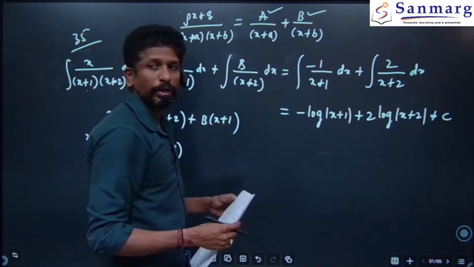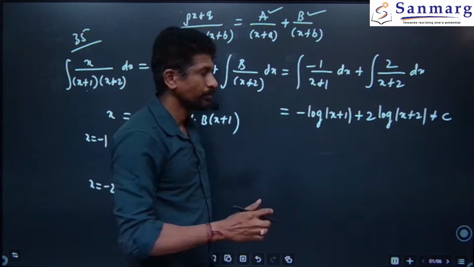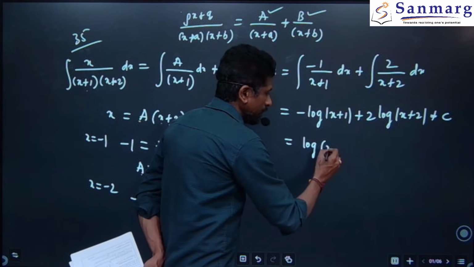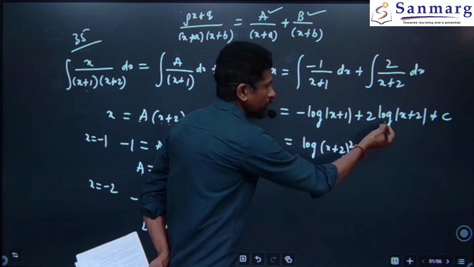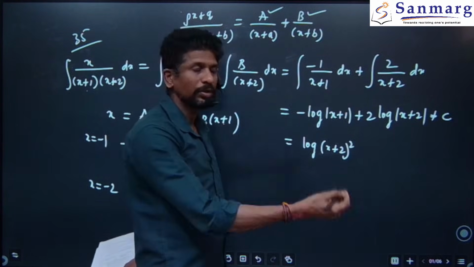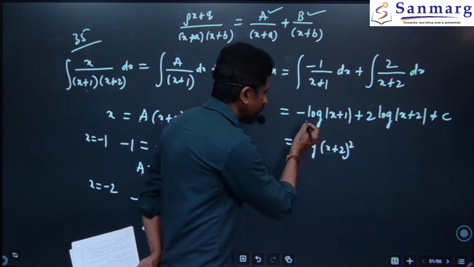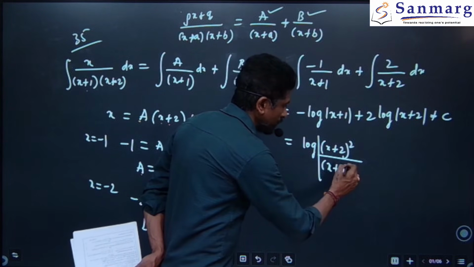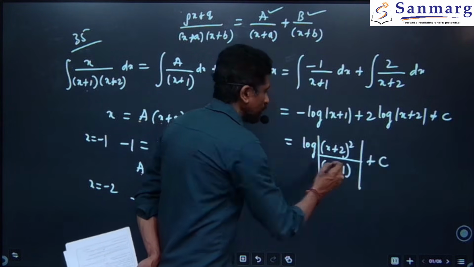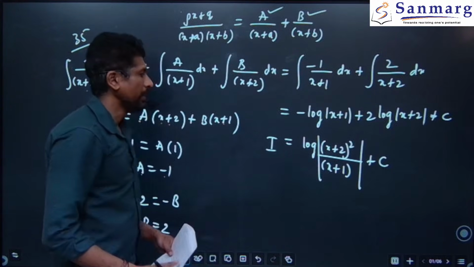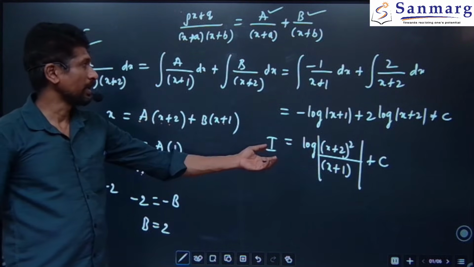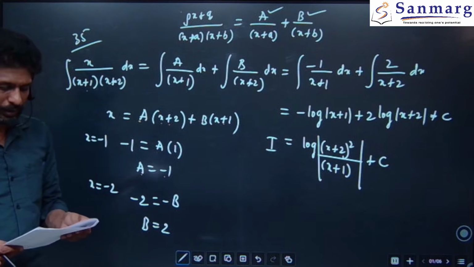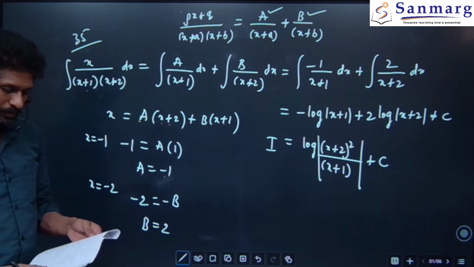By taking the properties of the logarithm, the first one becomes log of x plus 2 whole square, because the constant value behind the log comes in the exponent form, and for the minus, that comes in the denominator, that is x plus 1 itself. So this way you have to find the integration by partial fraction method.